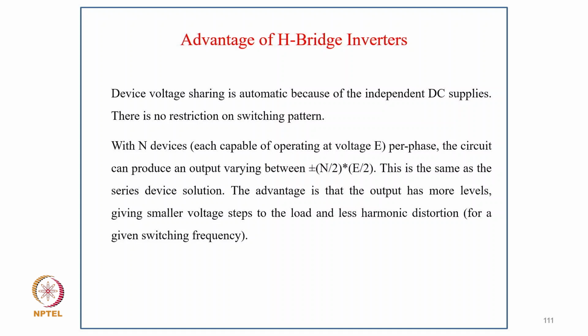Device voltage sharing is automatic because of the independent DC supply, and there are no restrictions on the switching pattern. With N devices, each capable of operating at voltage E per phase, the circuit can produce an output varying between plus and minus N by 2 into E by 2. This is the same as the series device solution. The advantage is that the output has many more levels, giving a smaller voltage step to the load and less harmonic distortion for a given switching frequency.